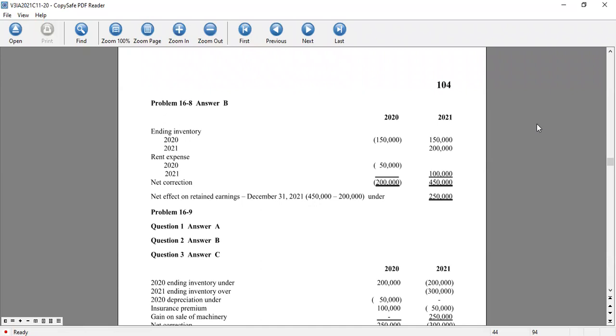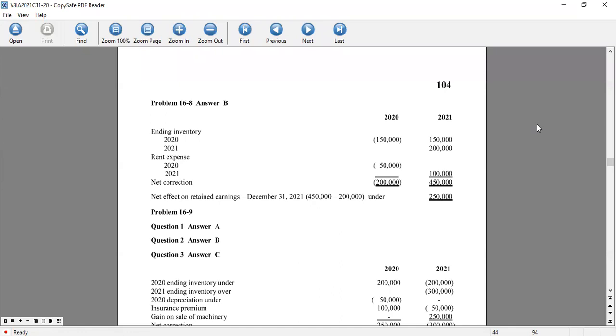So what happens to your cost of goods sold for 2020? We have to deduct further from retained earnings. But in 2021, we have to add. The ending inventory of 2020 becomes the beginning inventory of 2021. So if the beginning inventory was overstated in 2021, cost of goods sold was overstated. So finally, net income was understated, and so with retained earnings. That's why we have to add to retained earnings.